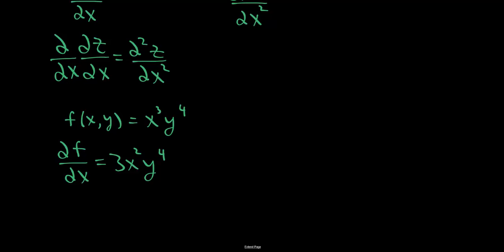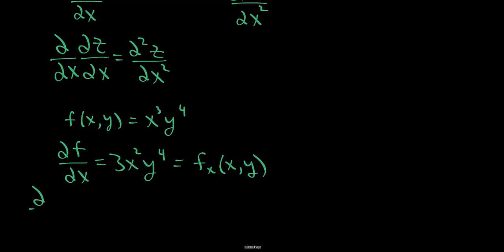Now I want to do something different. Instead of taking the partial again with respect to x, I'm going to take the partial with respect to y. So here's what I have now, and by the way, this is f like this. Now I want to take the second partial with respect to y.